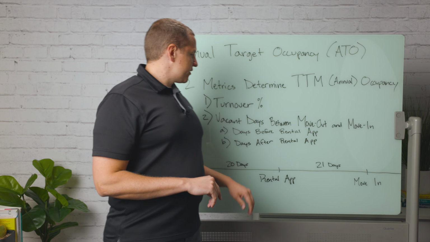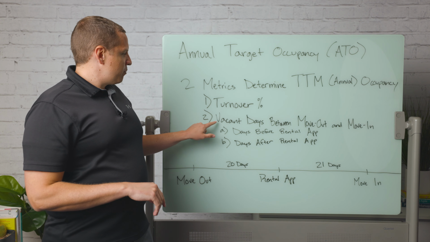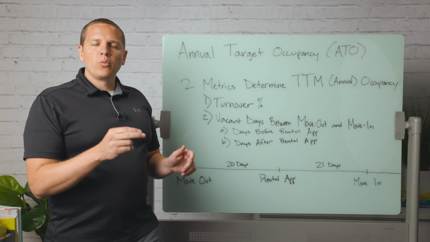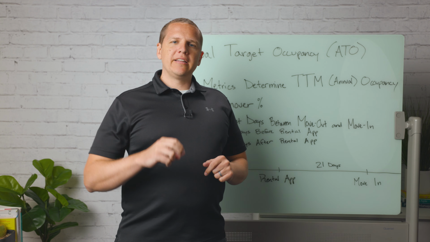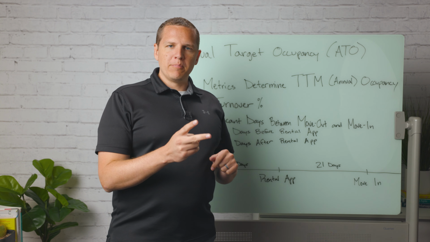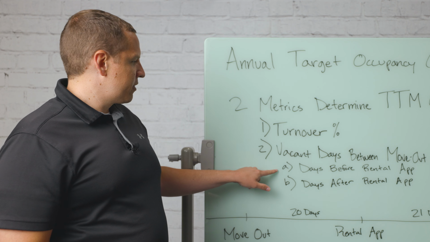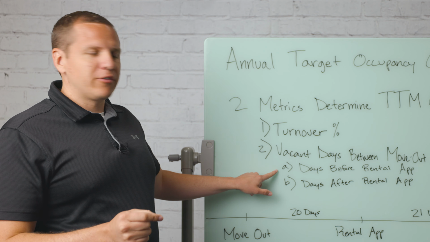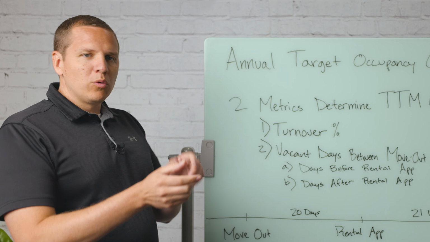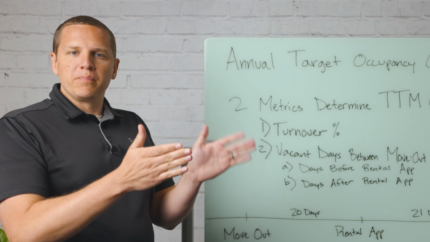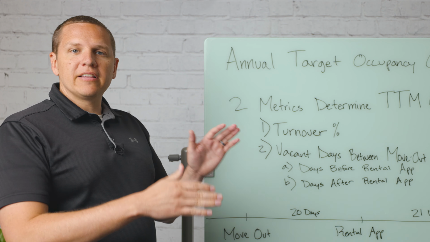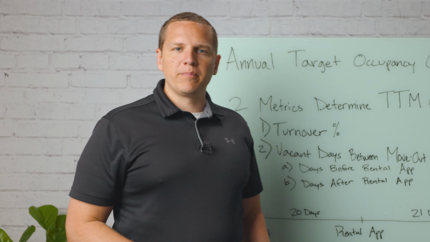But we can go one step further. When we look at the vacant days between move out and move in, we actually want to break this into two different components. The first metric is days before a rental application comes in, and specifically we'll look at the vacant days before a rental application comes in. And second would be the days after a rental application comes in.